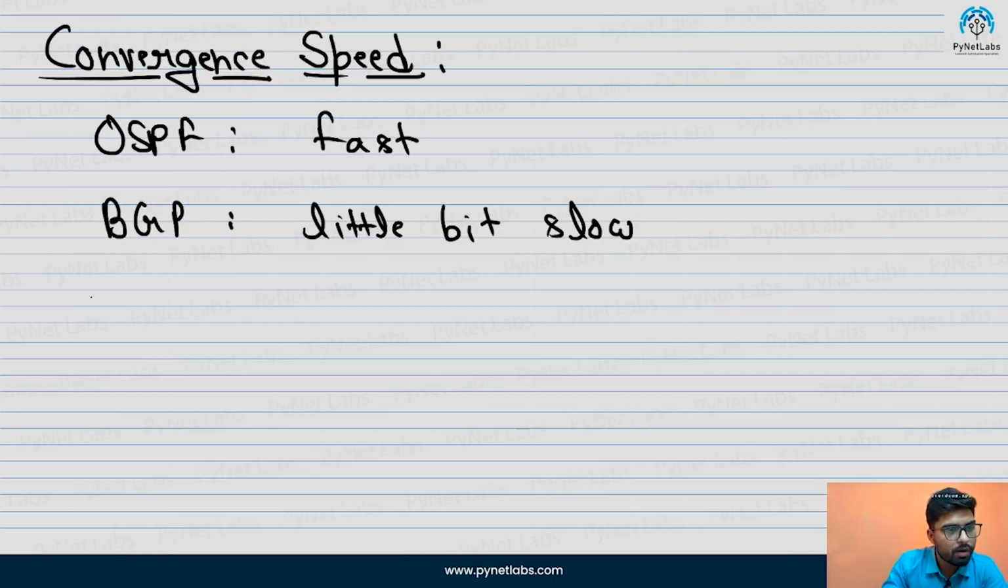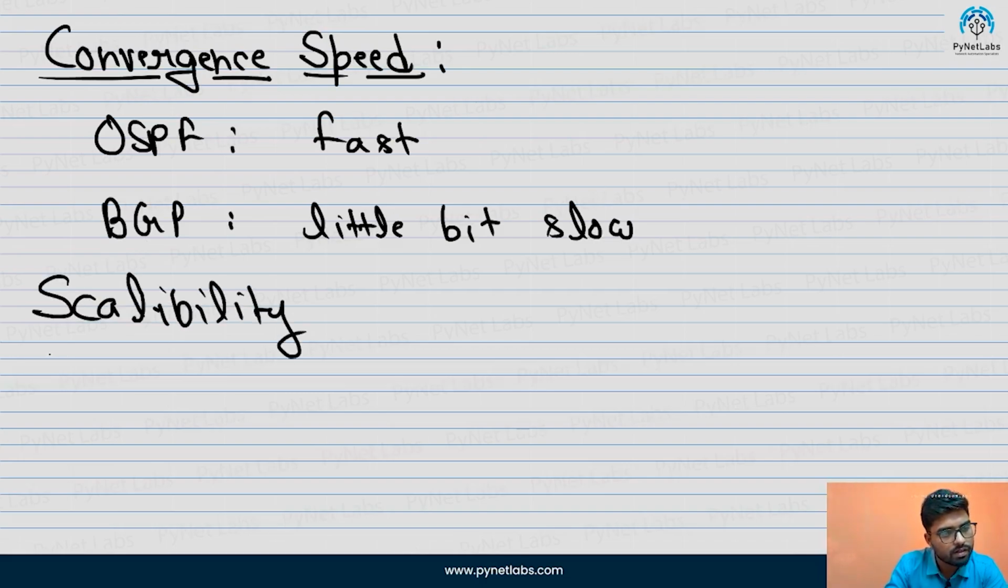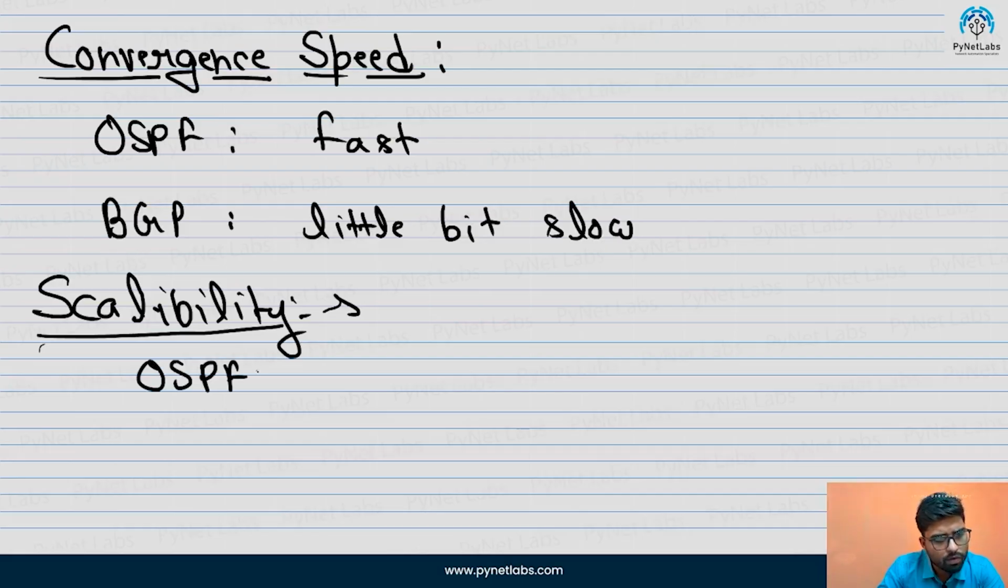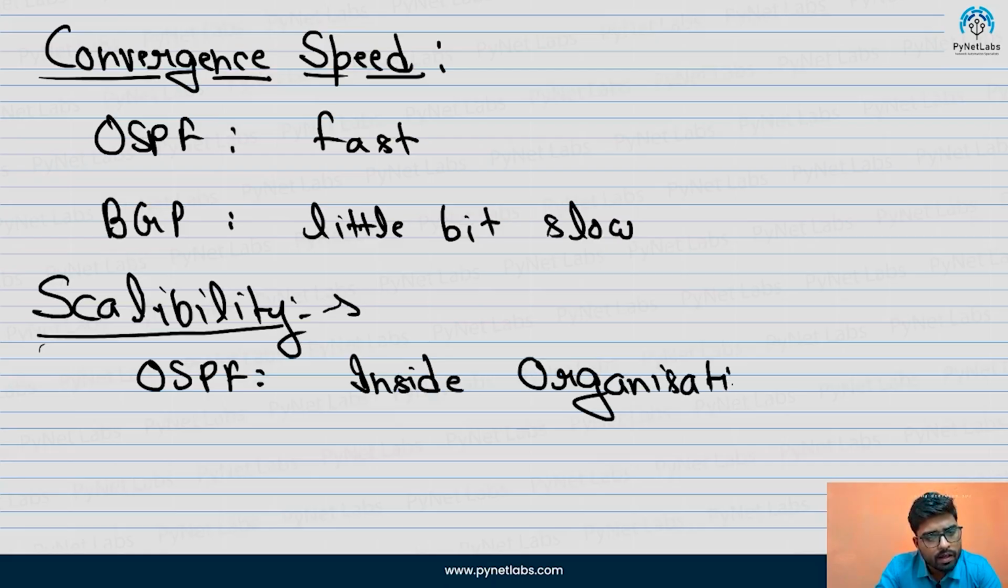Now let's talk about scalability. As per scalability, both of the routing protocols have scalability. OSPF also has scalability, but inside the organization. For scalability inside an organization, we will choose OSPF. But when we need scalability between organizations, BGP has the best scalability between organizations.